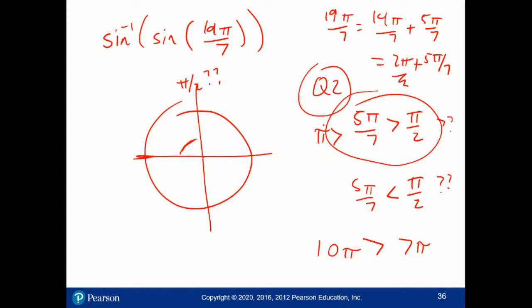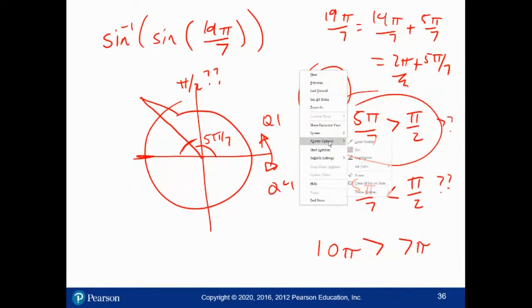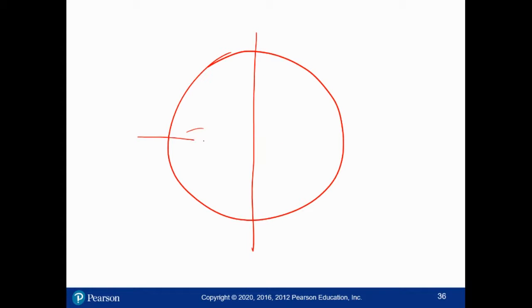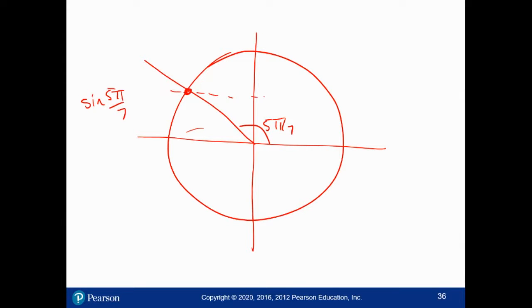So let's just draw it. I'm making no attempt to be at all accurate, except that I know what quadrant I'm in. So here is my angle, roughly, of 5 pi over 7. But arcsine must be in quadrant 1 or quadrant 4. So let me clear out all of these marks so far and redraw that unit circle a little nicer. Okay, so we know that our angle is somewhere in quadrant 2, like that. Here's 5 pi over 7. Here is a point at the height sine of 5 pi over 7. It's this y coordinate. So I'm actually looking for this angle over here.